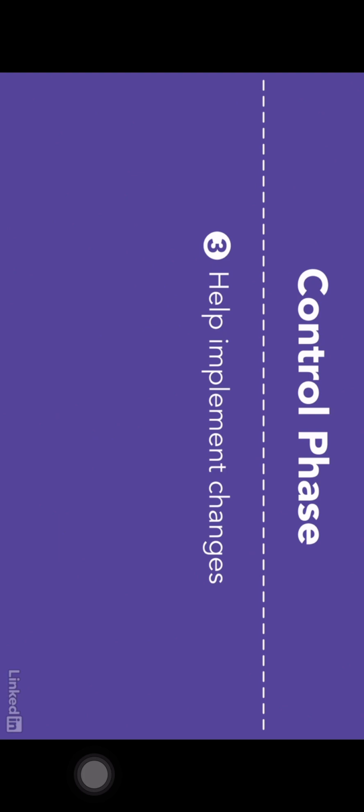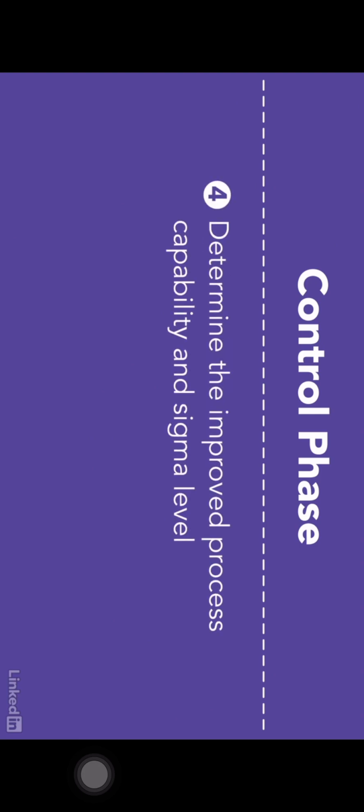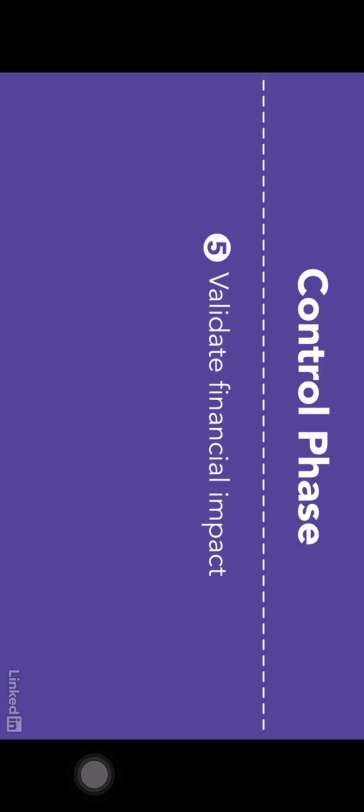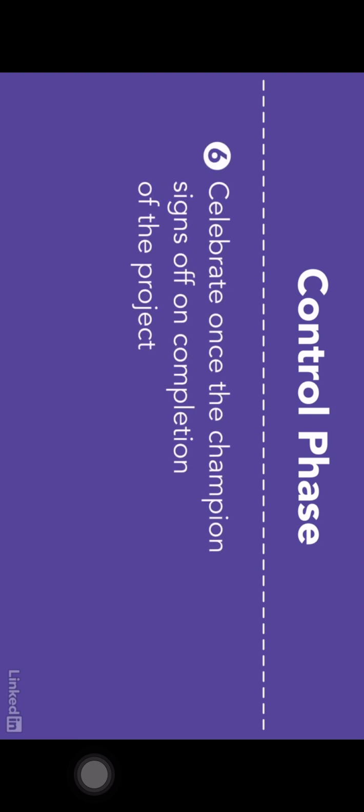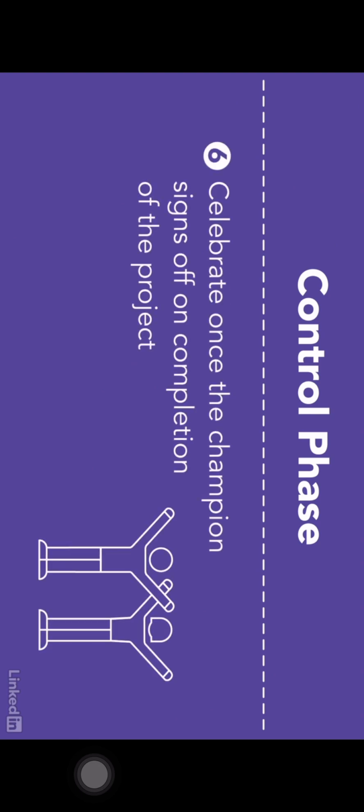You can also implement SPC control charts to support your control plan. Then, determine the improved process capability and sigma level. You can do a comparison of the pre-project baseline to the improved post-project performance. Once project improvement goals have been achieved, the finance team will validate the actual financial impact. Last, project completion is signed off by the project champion. Then, you can celebrate your success.